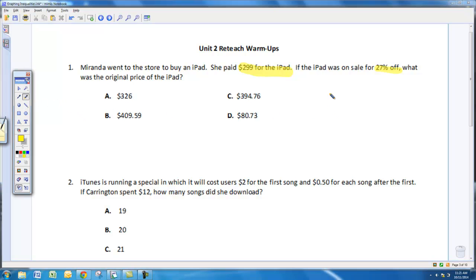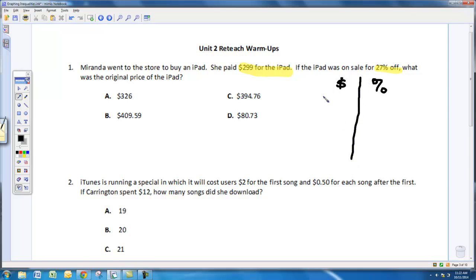Remember that we talked about in class that these problems can be set up as proportions. So first we're going to organize our information in a table. We have information given to us in dollars, and we also have information given to us as percents. We have two kinds of prices. We have a sale price and we have an original price.